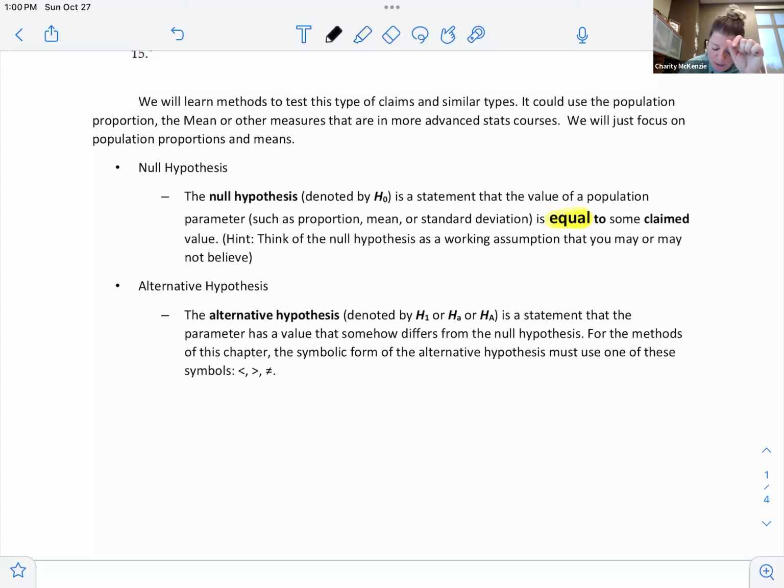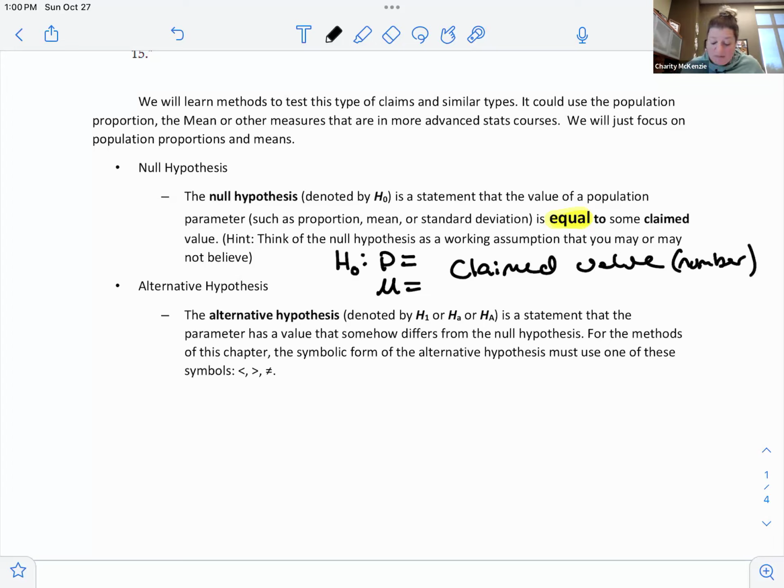Okay. And when we write our null, we write it as H0, colon, and we either write a P or a mu, because we're not going to do the standard deviation one. We have a couple other ones coming too, I guess. But for this chapter, we're just going to use the means and the proportions. And then you would say equal to this claimed value. Okay, so those are the two ways we will write our null hypothesis. Always equal, always, always, always equal, okay, to whatever value is claimed. 0.5, 0.37, that's some number.